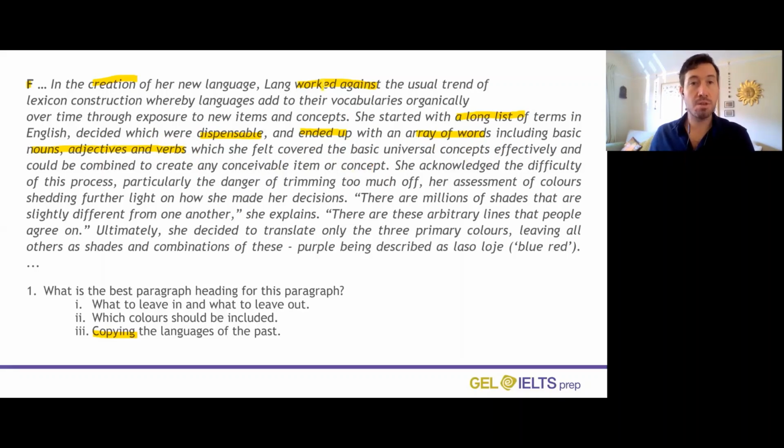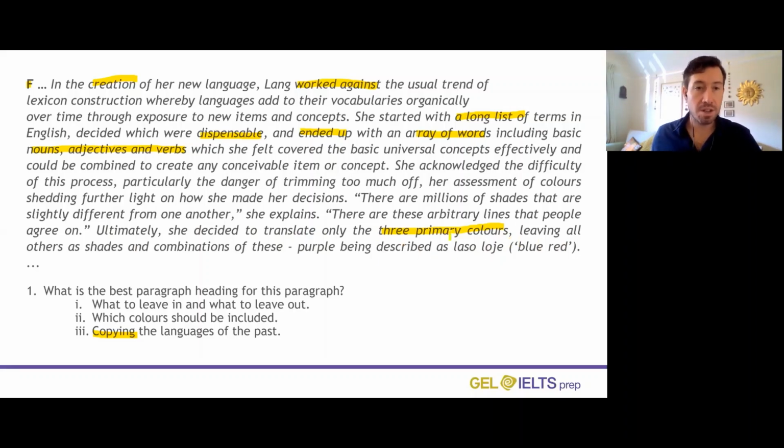So from the first two sentences, we've got a lot of information there already. And then we need to read the last sentence, and it says, ultimately, she decided to translate only the three primary colors, leaving all of the shades and combinations of these, purple being described as lasso, loje, blue, red.